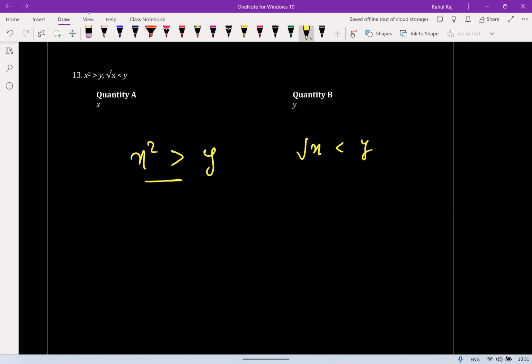So it says root x is less than y. If I square both the sides, what do I get? x is less than y square. I'm squaring both the sides, so if you square this, you will get x here and you will get y square. So this is nothing but again y square greater than x.